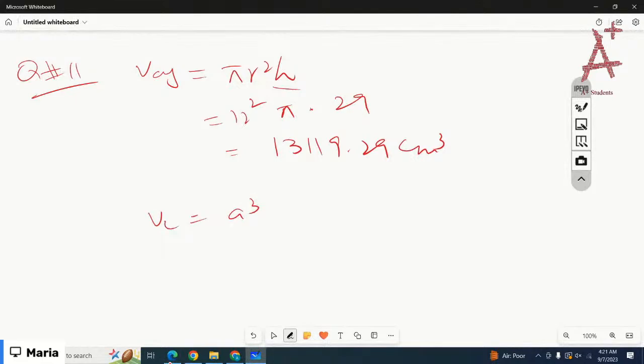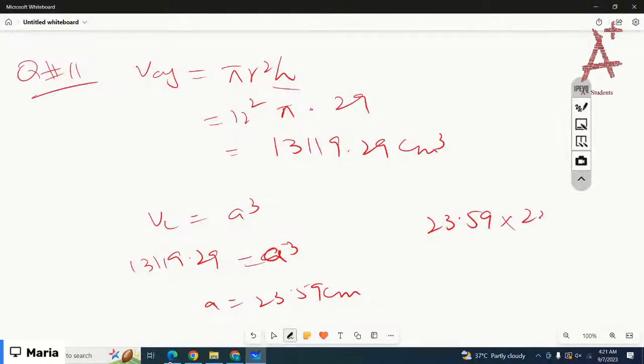So here is the volume: 13119.29 equals a cubed. Let's just cube root both sides, right? Then a equals 23.59 centimeters. That means the dimension of the cube is 23.59 times 23.59 times 23.59, right?